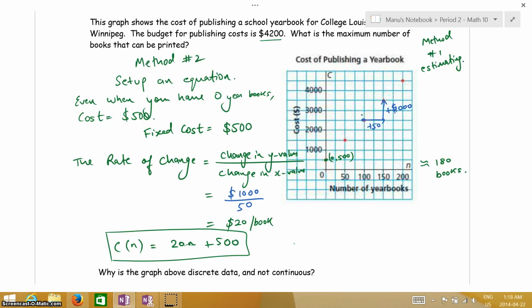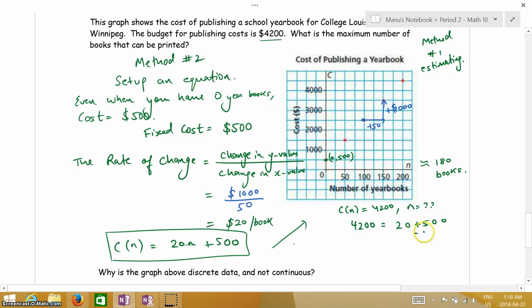We can now use this to try and figure out how many books we are going to get for $4,200. Right? So now we can check. We can say C of n equals 4,200. What is n going to be? We want to figure out for what value of n is C of n going to be 4,200. I plug that in, just like solving functions a few lessons ago. The y value is 4,200, and you're trying to see what value of n is going to give you that.